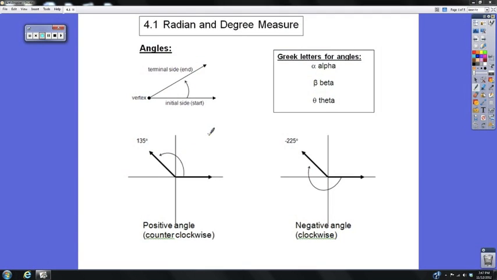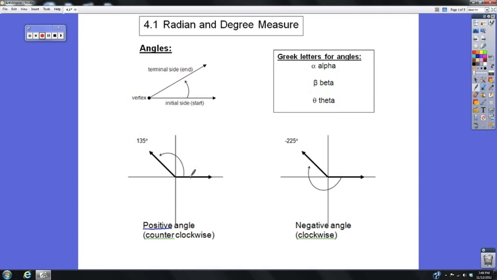Today's lesson is 4.1, radian and degree measure. There are some different Greek letters that we could use to represent angles, and they're right here in this box. The little alpha symbol, the B for beta, and the theta symbol. Those are just a few of the symbols that you might see to represent some of the angles that we'll be working with.